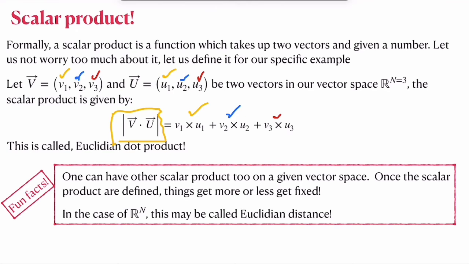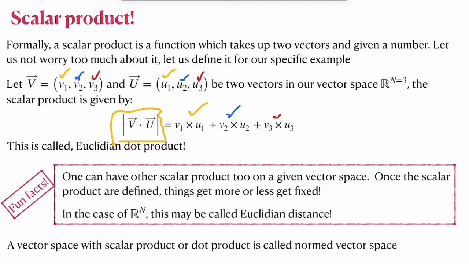The Euclidean scalar product is one of them. You could have other things. In Rn, it's also called the Euclidean distance because we have seen that it represents the distance from the origin or the zero vector. The vector spaces with the dot product or the scalar product are called normed vector spaces.